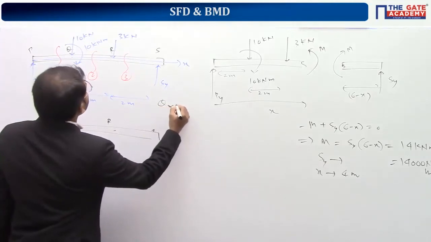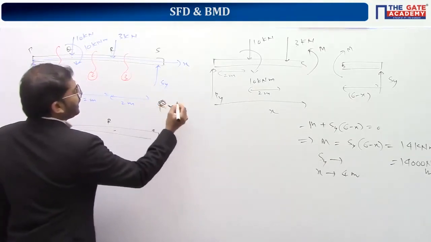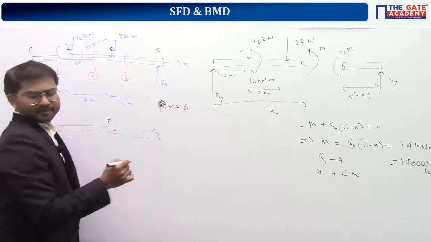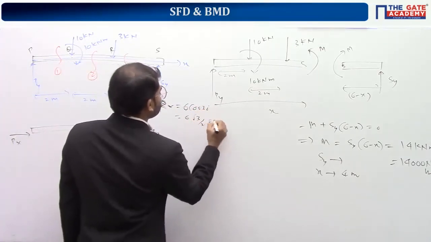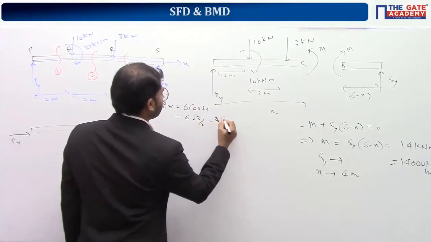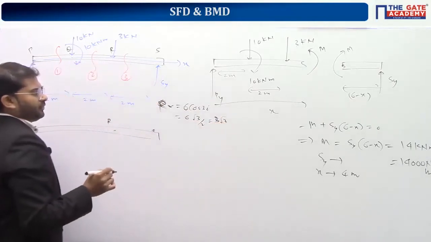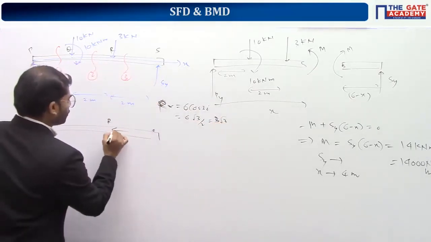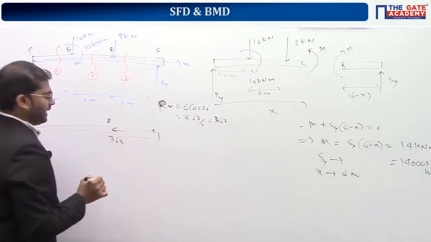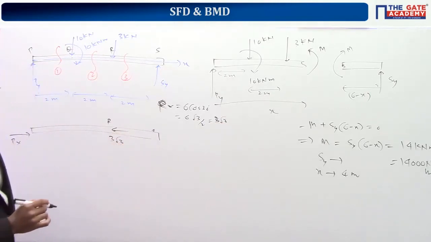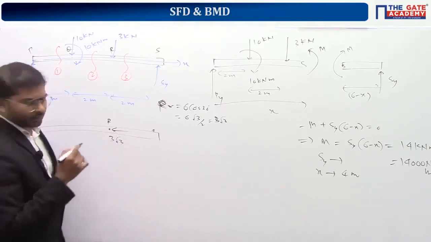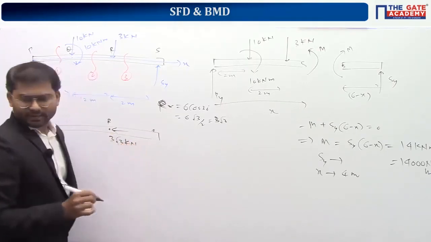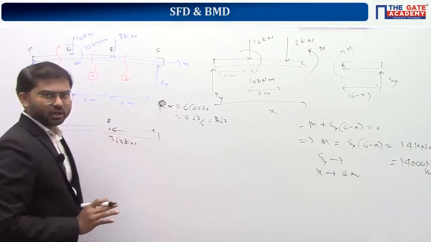Rx is equal to 6 cos 30, 6 root 3 by 2, it is 2 root 3. Sorry, 3 root 3. Yeah, 3 root 3. So here we have the force 3 root 3 at this location, at the point R. It is acting exactly at point R, 3 root 3 kilonewton. And at junction S we will not have any force.